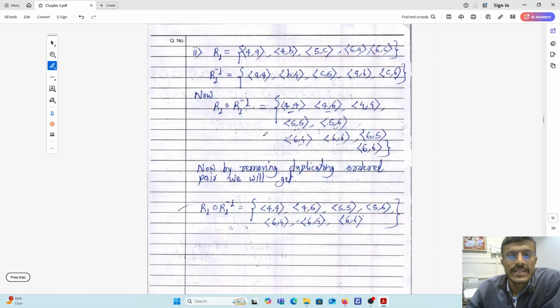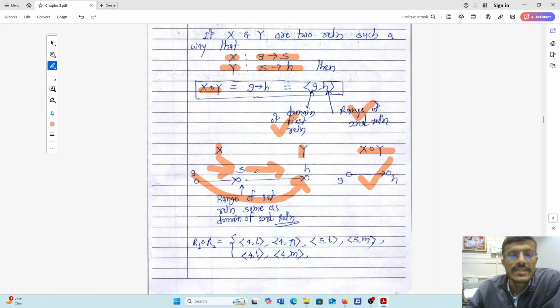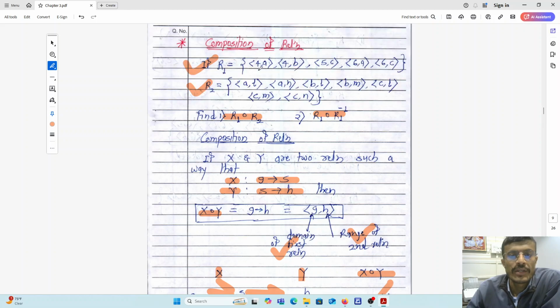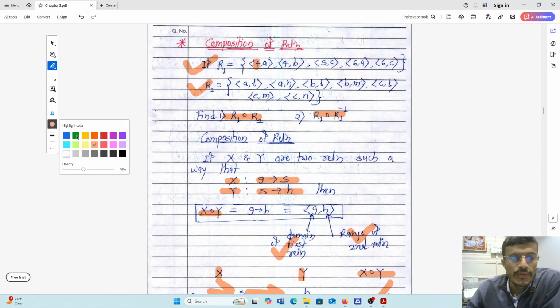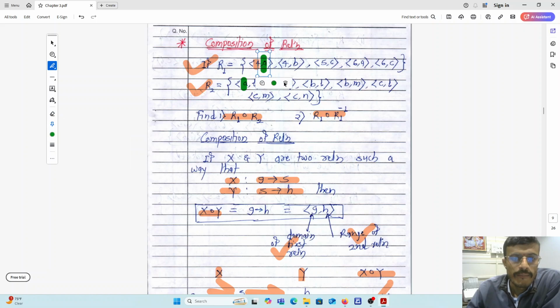So from that you can find out R1 composition R2. Here 4A, here 4 is there. You can see that this A is the same as this A. So this A gets cancelled and we take the ordered pair as 4. We can take here this 4 and L.